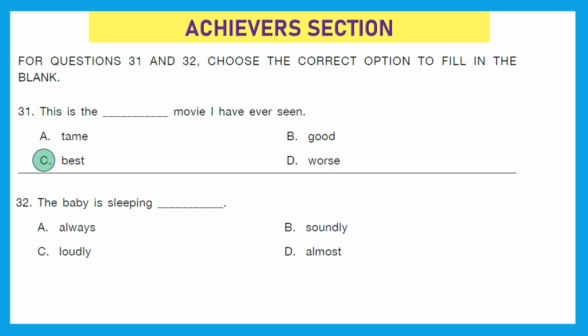Question 32. The baby is sleeping dash. Always, loudly, soundly or almost. The adverb of manner soundly is used over here, which means deeply and without any disturbance. It is used to modify the action of sleeping in the sentence. How is the baby sleeping? Sleeping soundly.